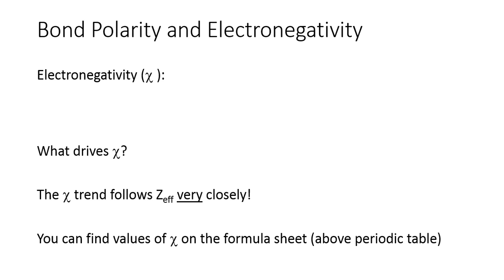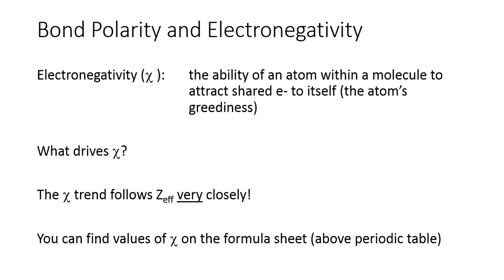Electronegativity, also known by the Greek symbol chi, is defined as the ability of an atom within a molecule to attract shared electrons to itself. You can also think of this as the atom's greediness.